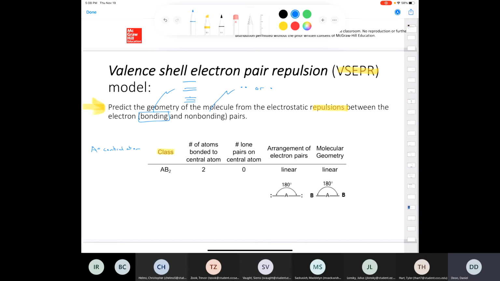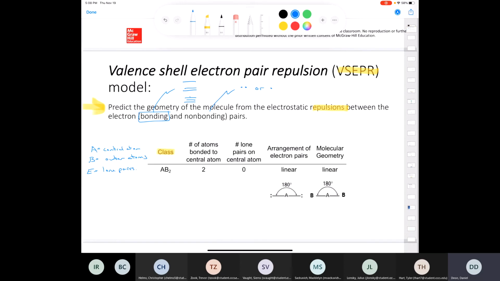Number of lone pairs? Notice it doesn't say anything about lone pairs. We use B for the outer atoms. Now notice that there are no lone pairs. If there were lone pairs, we would write E. So E is used for lone pairs, and we're not even talking about lone pairs yet. We will talk about central atoms that have lone pairs, but again, not there yet.